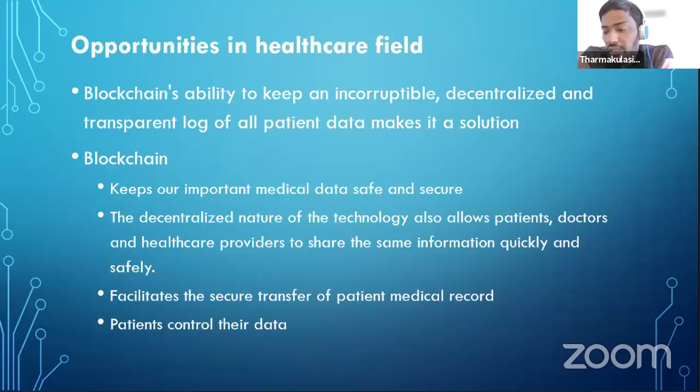So blockchain's ability to keep an incorruptible, decentralized, and transparent ledger gives a solution for this problem. Because with blockchain, you cannot corrupt it, you cannot edit it, you cannot change it. Everything is there, a log is there. It's decentralized, so it's easy to access. It's safe and secure, and its decentralized nature gives quick access. It's also easy to transfer data within the blockchain, and there are also smart contracts.